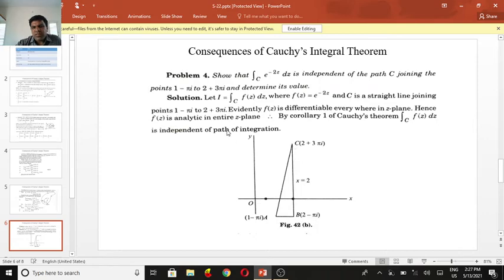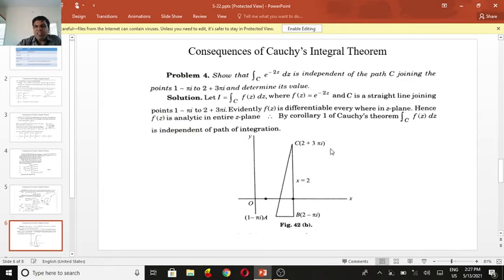We get the integral I equal to the integral over C of f(z) dz, where f(z) is the given function e^(-2z), and C is a straight line joining the point 1 minus pi i to 2 plus 3 pi i.